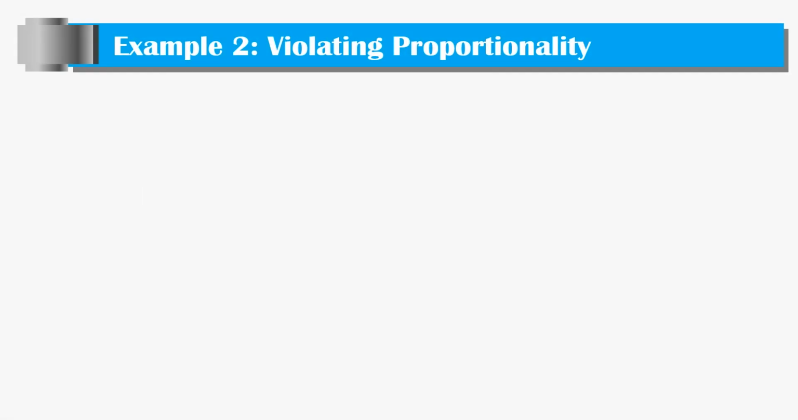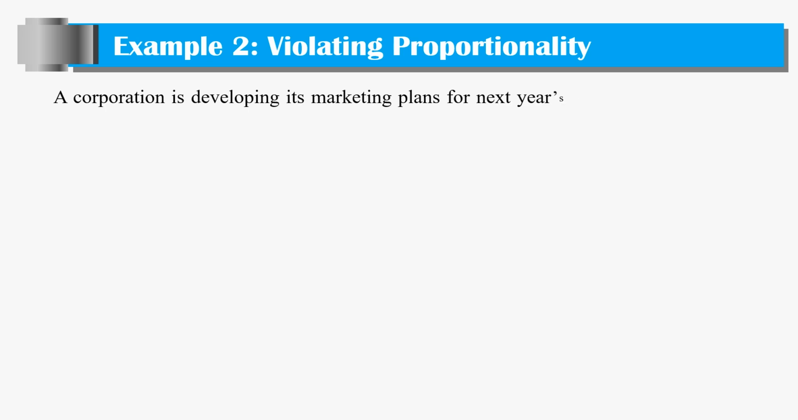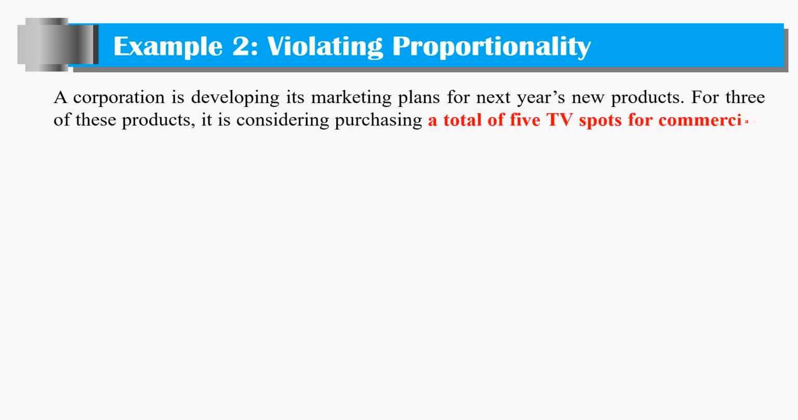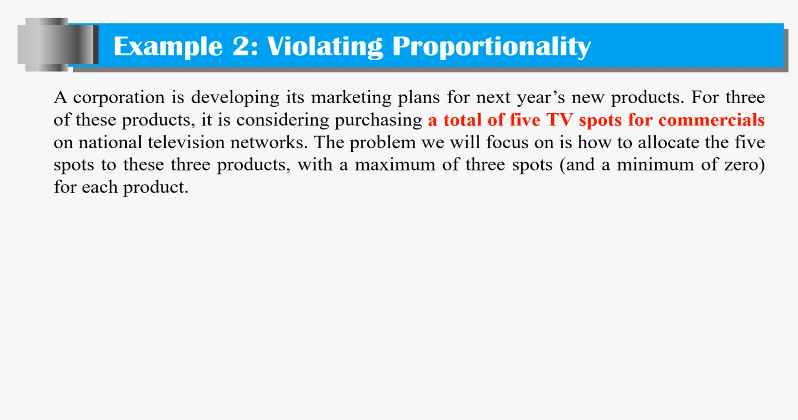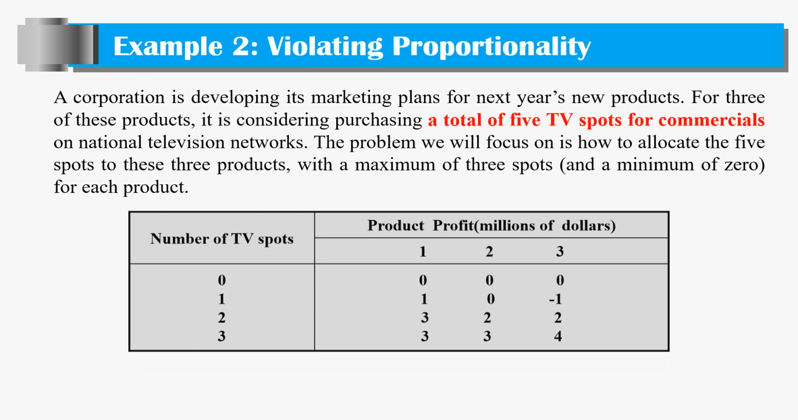Now we introduce example 2, violating proportionality. A corporation is developing its marketing plans for next year's new products. For 3 of these products, it is considering purchasing a total of 5 TV spots for commercials on national television networks. The problem we focus on is how to allocate the 5 spots to these 3 products with a maximum of 3 spots each.